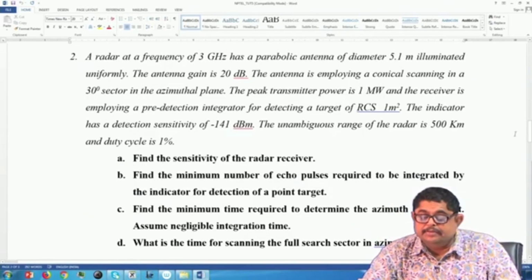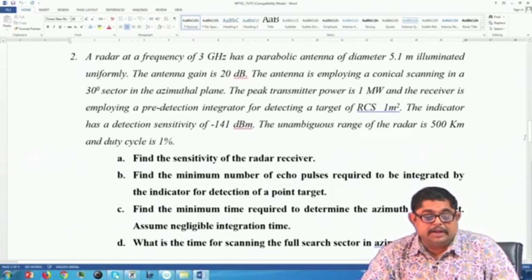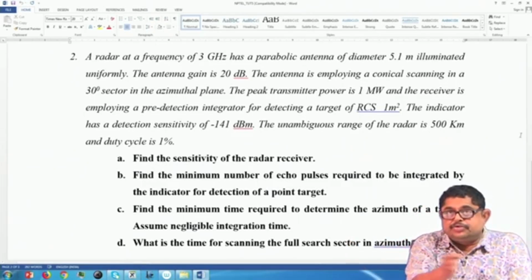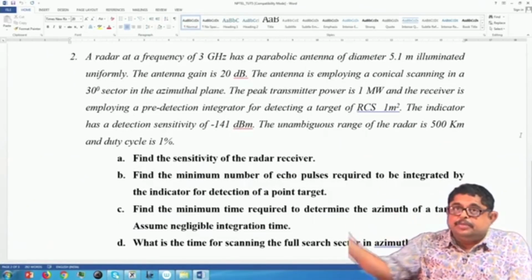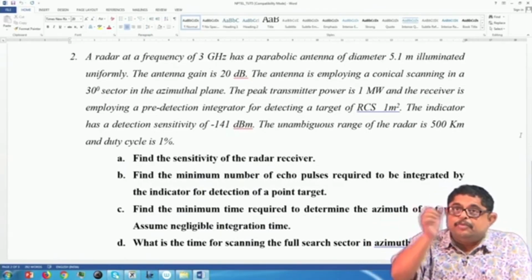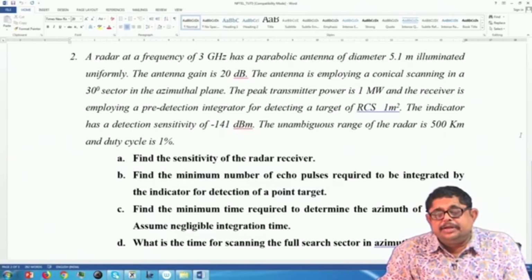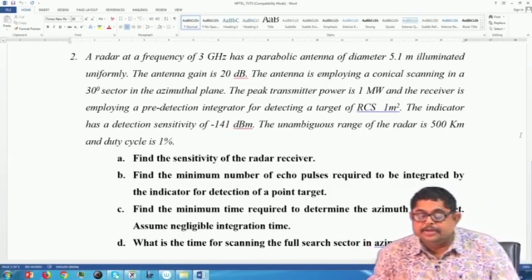The antenna gain is given, and the antenna is employing a conical scanning in a 30-degree sector in the azimuthal plane. It is just covering 30°, because 180° or 360° need not be covered, as you know from which direction the surveillance needs to be done. That is why these surveillance radars have a sector. So, a 30° sector in the azimuthal plane it is covering.